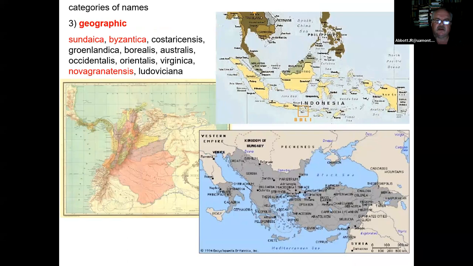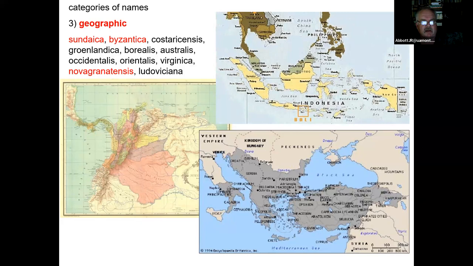A third major category of names is that they're geographic, right? They tell us something about the part of the world that the plant or animal came from, right? So we might not know what those parts of the world are, like Sundaica. Well, where's the Sunda region? Well, the Sunda Isles are over there near Bali in Indonesia, that part of the world, right? Byzantica, who knows anything about the Byzantine Empire, right? But some people refer to it as kind of somehow tied to the Roman Empire. Other people say no, it's very different. It has nothing to do with the Roman Empire.